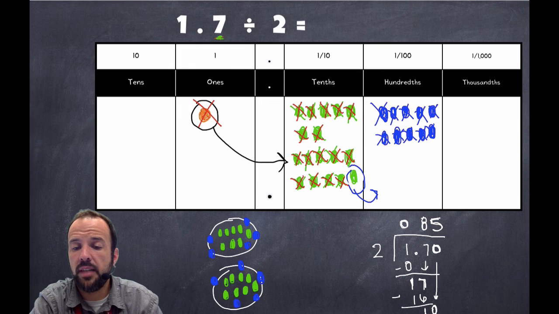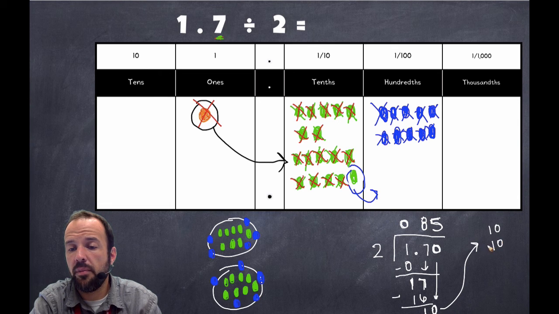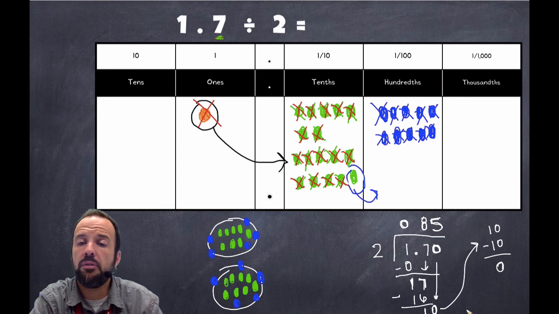5 times 2 is 10, and I'm kind of running out of space down there. We would have 10, 5 times 2 is 10. We subtract those two, and now we don't have any remainders left over, right? I was able to use each one of these, so we're good with that. So our answer would be 85 hundredths. So 1 7/10 divided by 2 equals 85 hundredths.